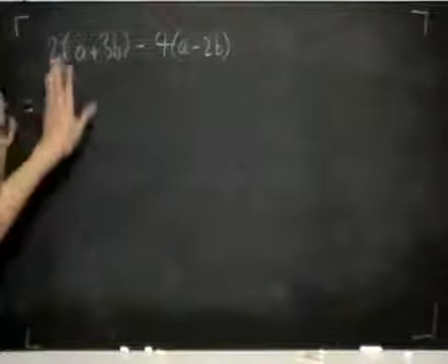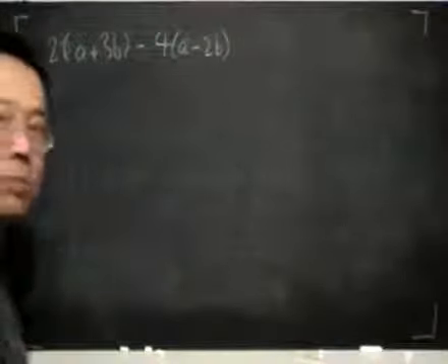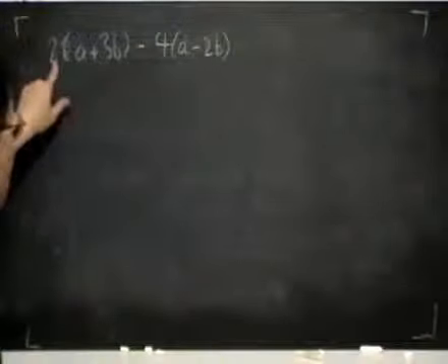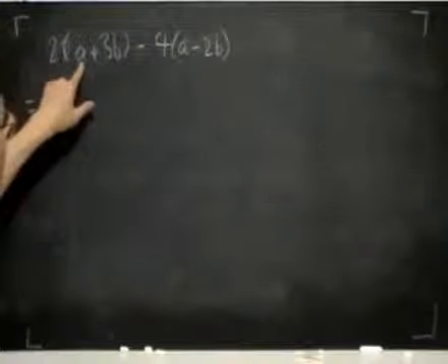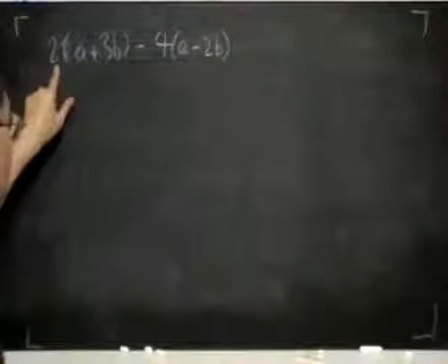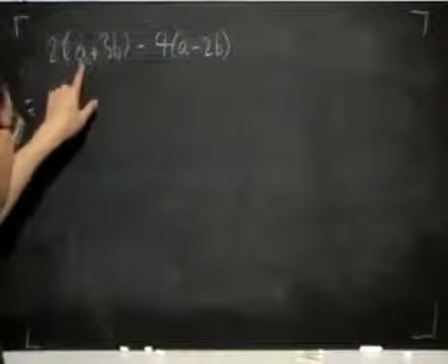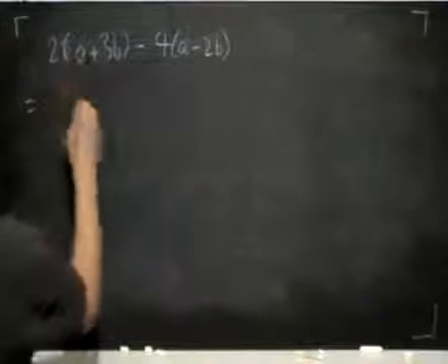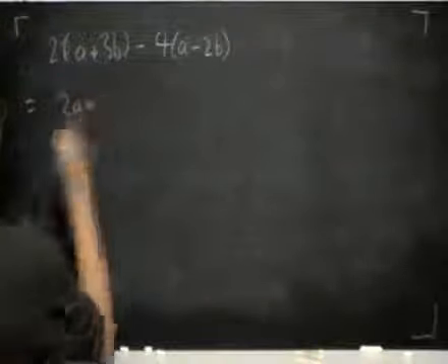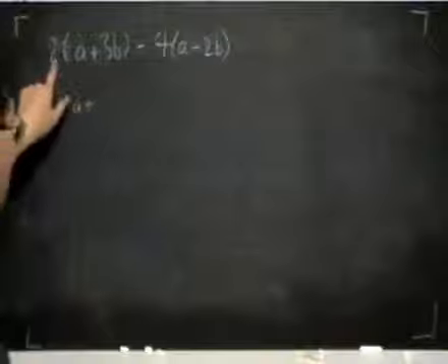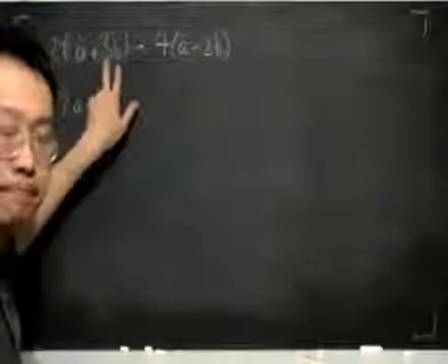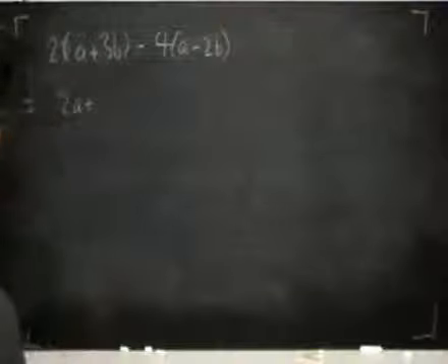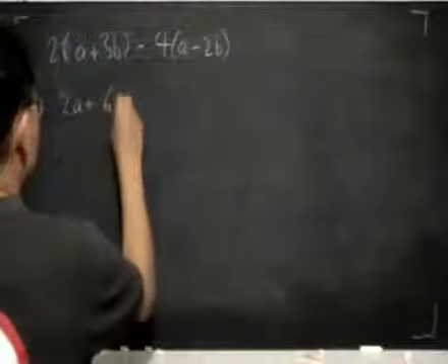First one is an example that we have seen before. Multiply the number outside the bracket by each term in the bracket. So first we have 2a plus, then we have 2 times 3b. Now 2 times 3 is 6. I can write down 6b.